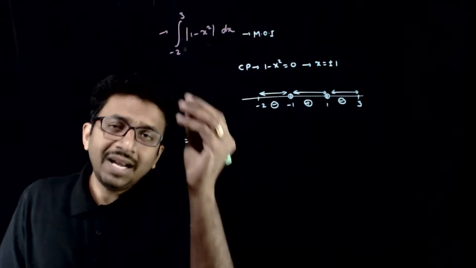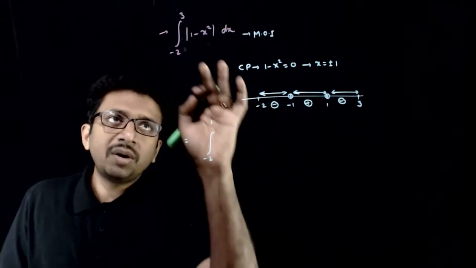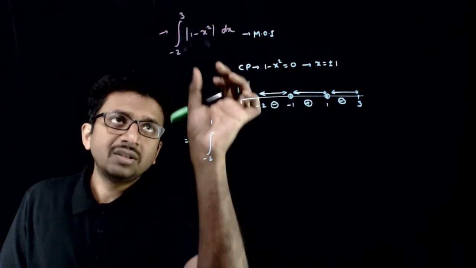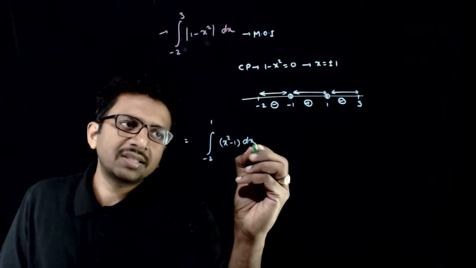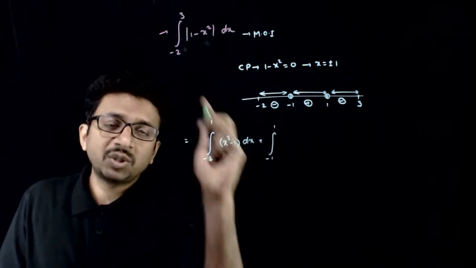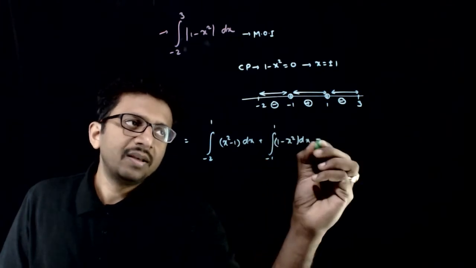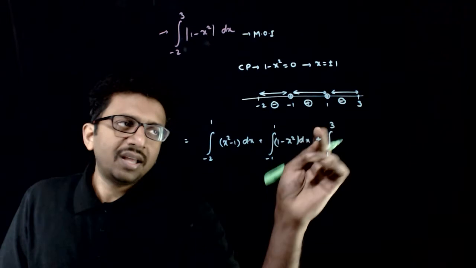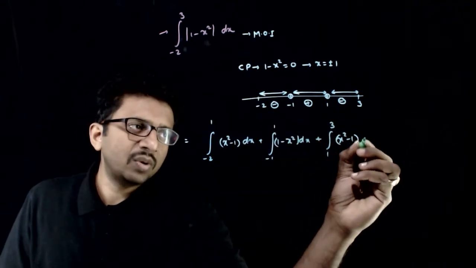So the integral is equal to integration of -2 to -1. Between -2 and -1, this expression is negative, so mod of 1 minus x square becomes x square minus 1 dx, plus integral from -1 to 1. The expression is positive, so mod goes off directly. Plus integral from 1 to 3. Again, the expression is negative, so the expression becomes x square minus 1 dx.